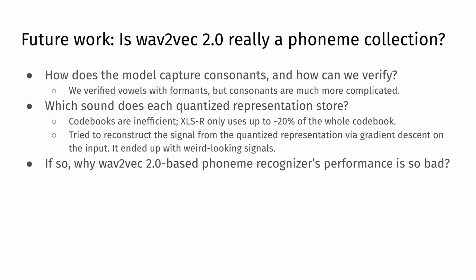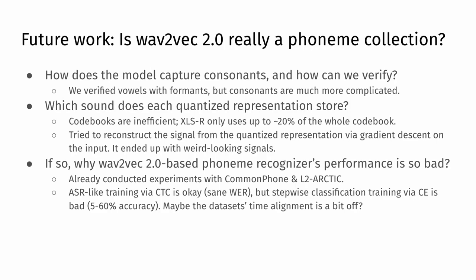Finally, the phoneme recognition problem. I tried using wav2vec 2 for phoneme recognition, but the performance is weirdly low. If I train only with the CTC loss, the word error rate seems okay and it's reproducible from the original paper. But if I train with a stepwise classification loss, the last year's Interspeech method, the accuracy is in fact quite bad, and I have no idea why.